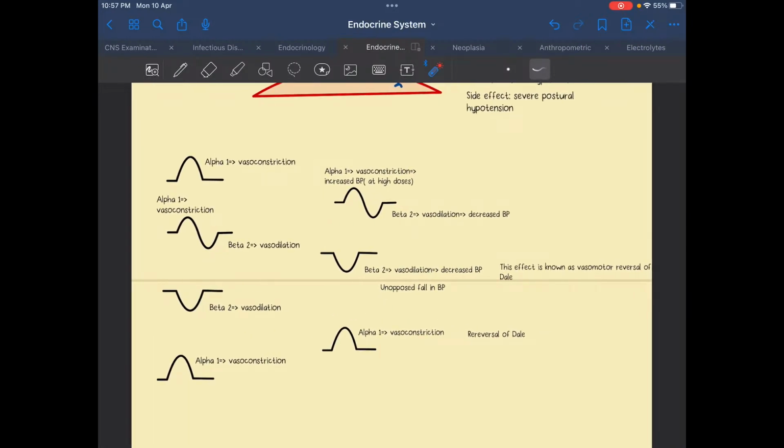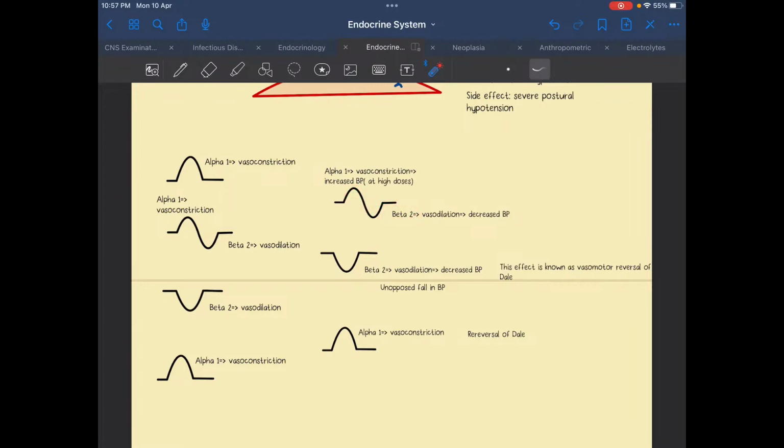Just let me give you a brief about what is known as the reversal of Dale. Okay? So we're going to discuss the vasomotor reversal of Dale. Vasomotor reversal of Dale means that whenever we give epinephrine or norepinephrine, it depends upon which receptor is getting stimulated. So initially we might have an increase in the blood pressure due to vasoconstriction, and then we have a delayed decrease via the beta 2 receptors. Okay? Mainly beta 2 receptors are more sensitive, right?